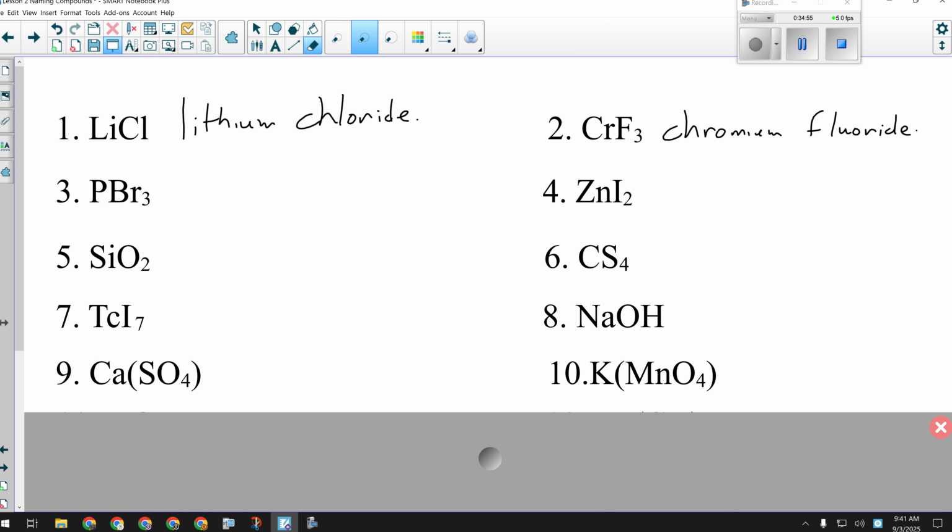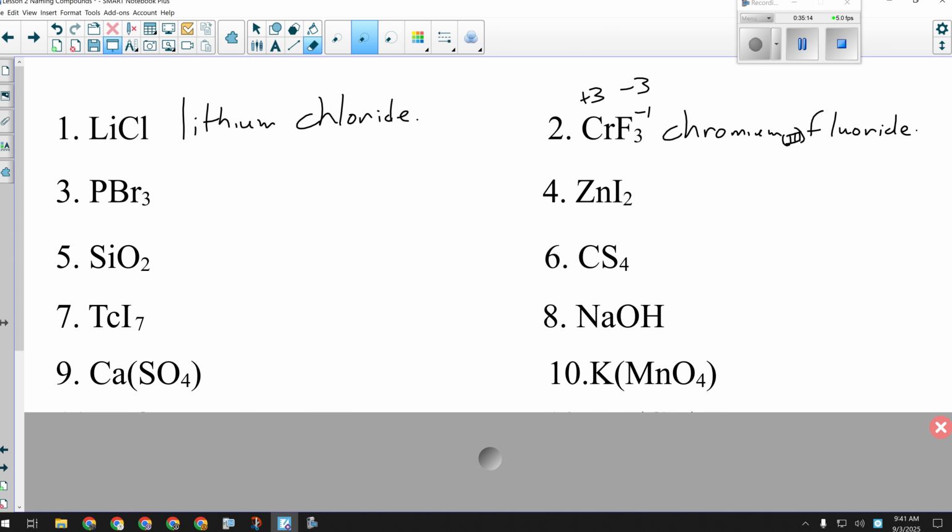Fluorine is in group 17 where everything has a -1 charge. There are 3 fluorines for a total of 3 negative charges. That means chromium must have the +3 charge. So this is chromium(III) fluoride.